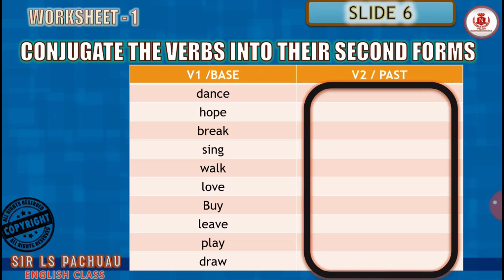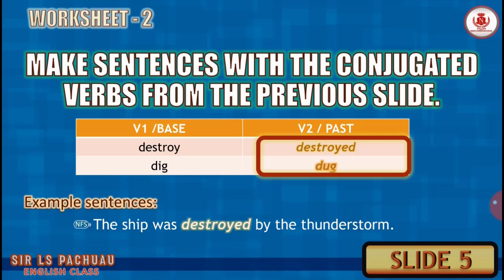Alright, here we have the example. So this is how you're going to do it. First, you have the work in worksheet number 1. You have to give the second form of the verb, but now you have to make sentences with those verbs. Alright, with those second forms of the verbs that you have conjugated. Remember that.